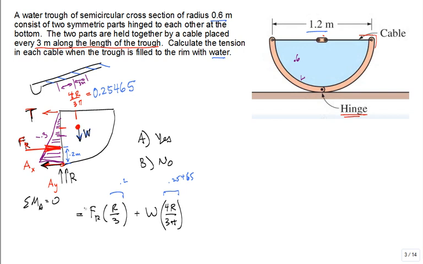I'm going to put it back on this side of the equation. I'm going to say the tension times its moment arm distance. What is that distance? R. Isn't it R? And R is 0.6.